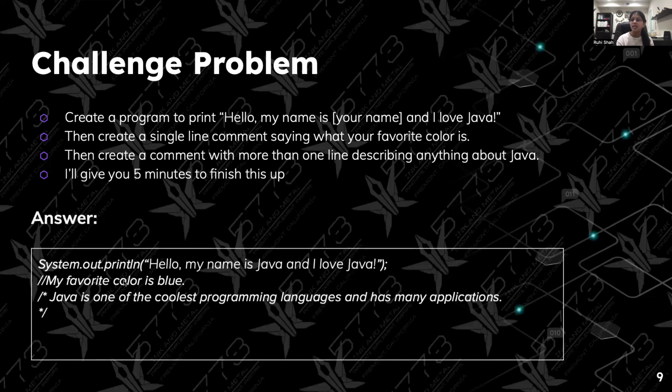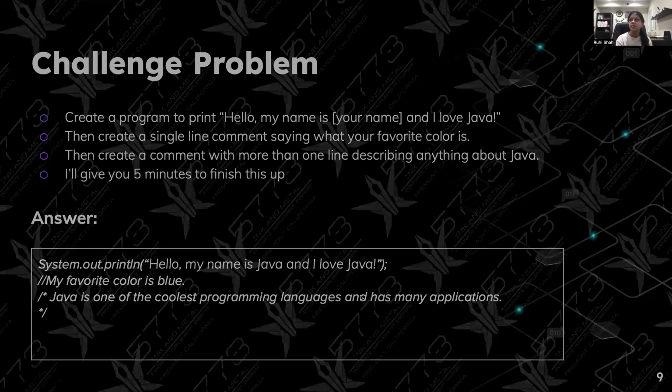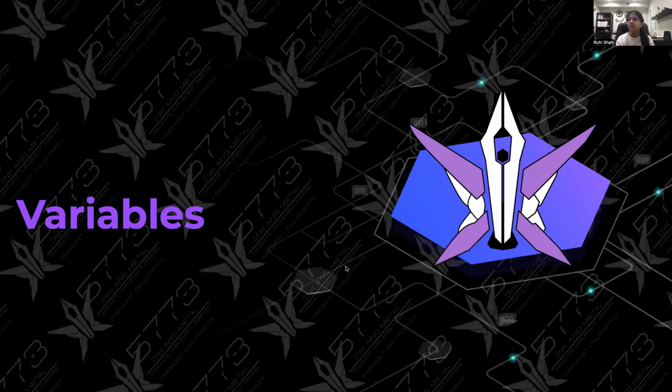All right, so this is the answer. This is the print statement. Notice that for a print statement, you need to write System.out.println and then in parentheses and then in quotes, you're going to write exactly what you want to print out with a semicolon at the end. And then these are your two comments, a double slash for the single line comment and the slash asterisks for the multi-line comment. Okay, now let's go into variables.